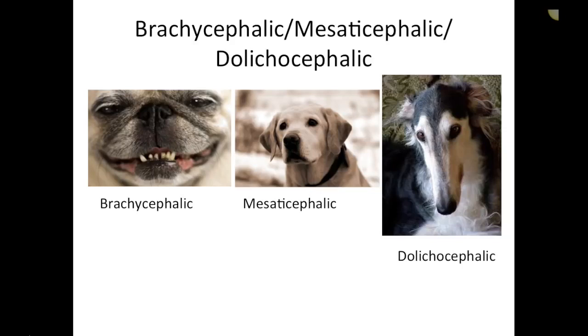Mesatocephalic are your typical ratio of cranium to snout, and that's your labs, golden retrievers, more or less, your typical border collie, etc. Dolichocephalic are quite often the sight hounds and the collies, so really, really long, sort of needle-like snout with a smaller head, smaller cranium.